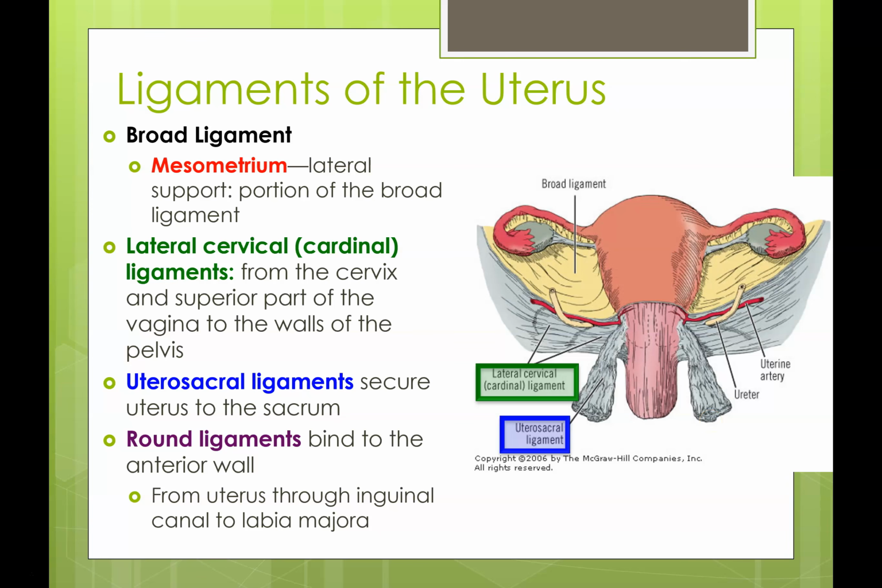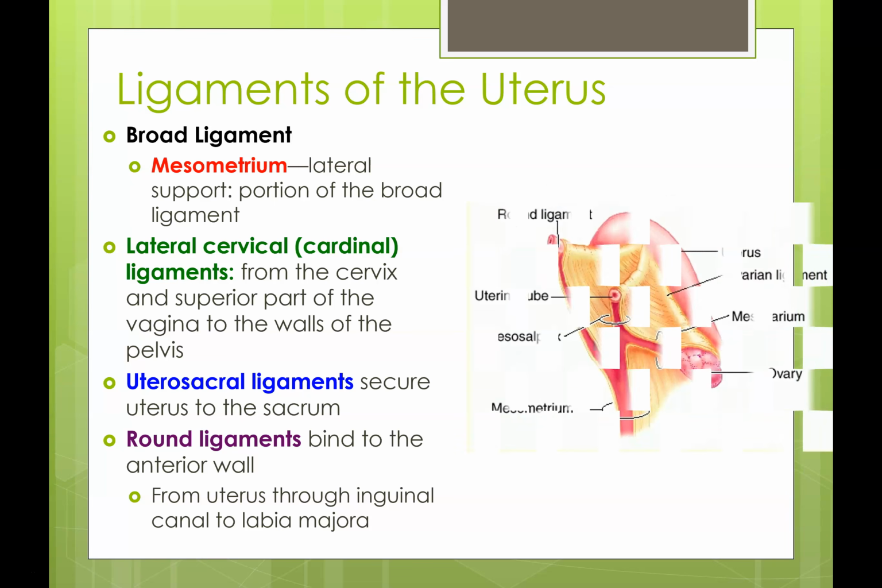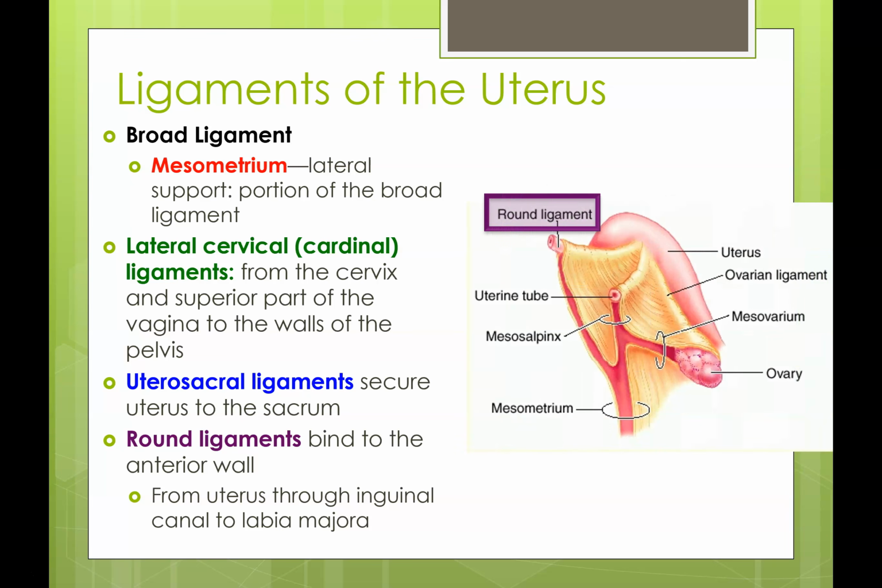We also have a uterosacral ligament attaching the uterus to the sacrum. And lastly, we have our round ligament. And our round ligament is going to connect our uterus over to the anterior pelvic wall. It also is going to travel through our inguinal canal to the labia majora.